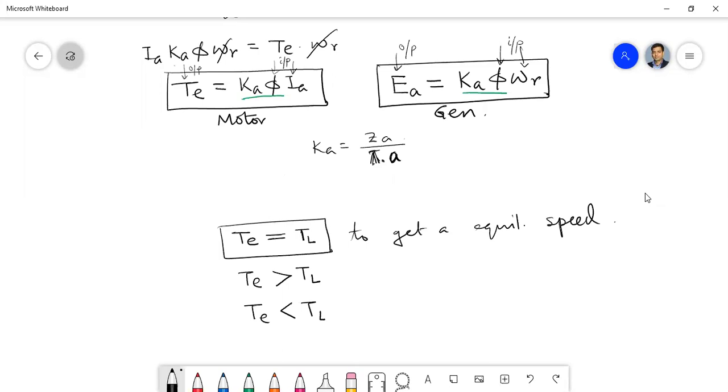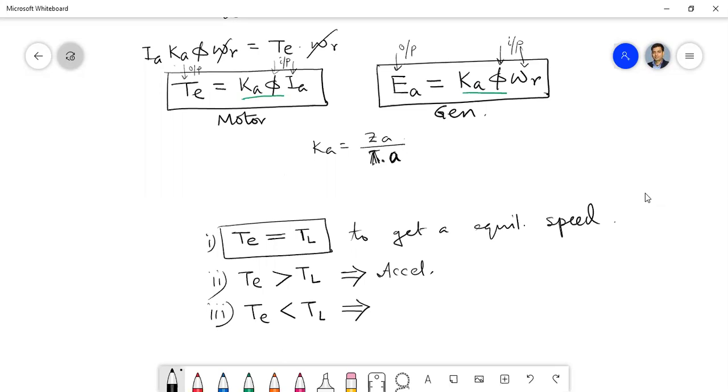Suppose this is the first condition, the second condition, and this is the third condition; there may be three conditions. The first condition will give me an equilibrium speed or steady state speed. But what will we get from the second condition? About the rotation, the speed will keep increasing or decreasing. So it will accelerate.